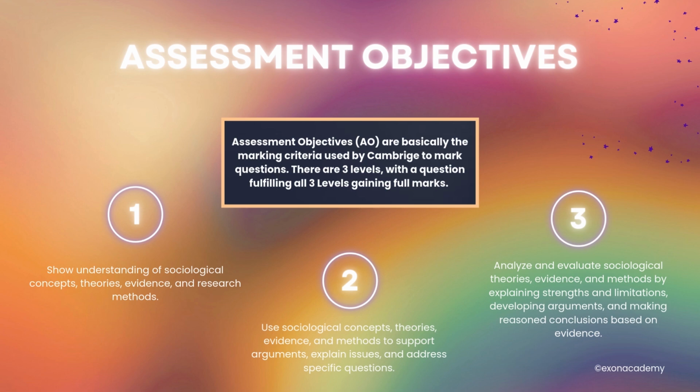Now, AO3 is arguably the most important, since this is the assessment objective that makes your answers stand out and achieve the highest possible grade. To achieve AO3, you would have to analyze and evaluate sociological theories, evidence, and methods by explaining strengths and limitations, developing arguments, and making reasoned conclusions based on evidence.